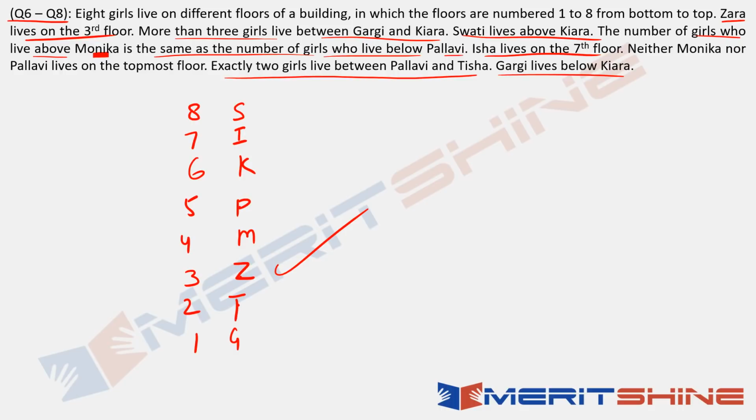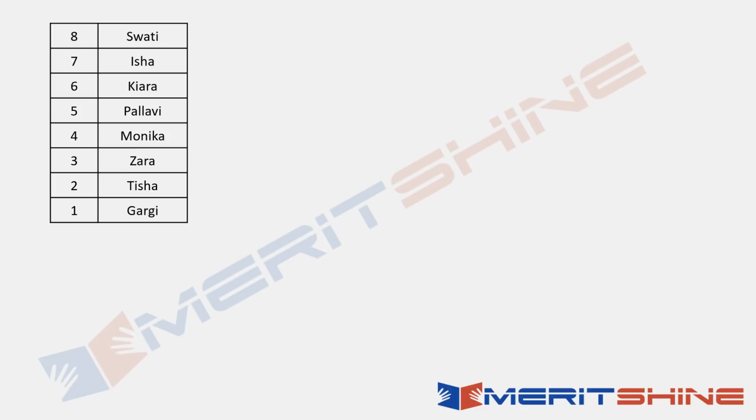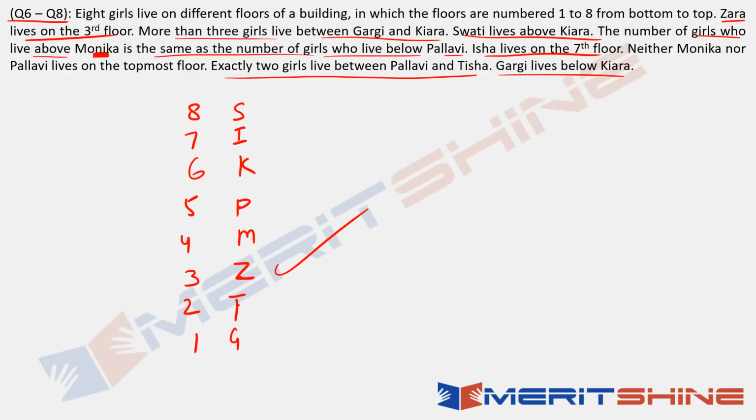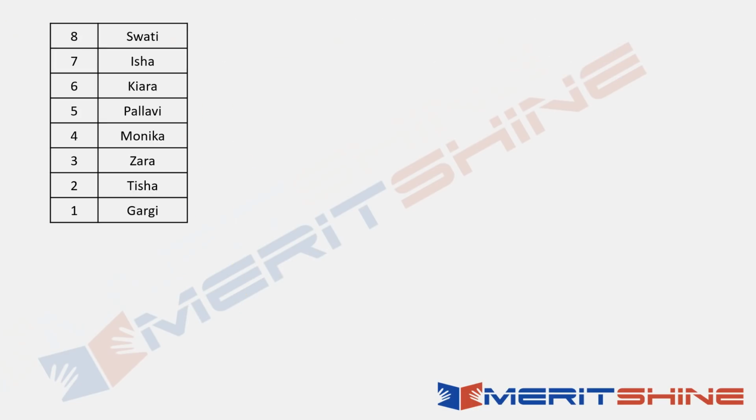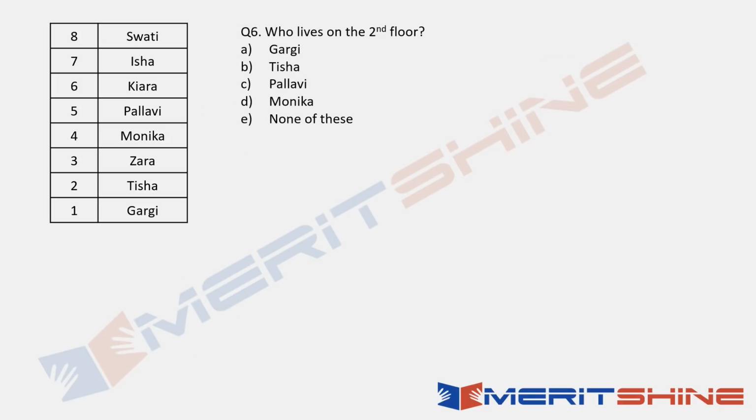Let's look at the questions as well. So I have again drawn this for you. Just check this. Yeah, we got the correct one. Fine. Okay, let's look at the questions then. We got it all right? Who lives on the second floor? So that's Tisha. That's option B.